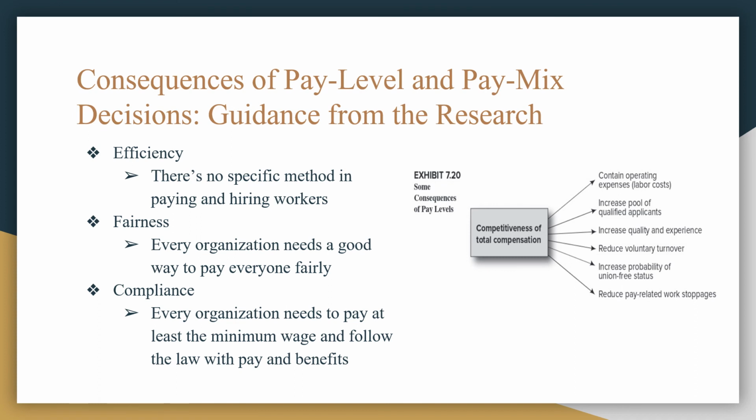As in Exhibit 7.2, some of the consequences of pay levels. So, competitiveness of total compensation comes with containing operating expenses such as labor costs, increased pool of qualified applicants, increased quality and experience, reduced voluntary turnover, increased probability of union-free status, and reduced pay-related work stoppages.